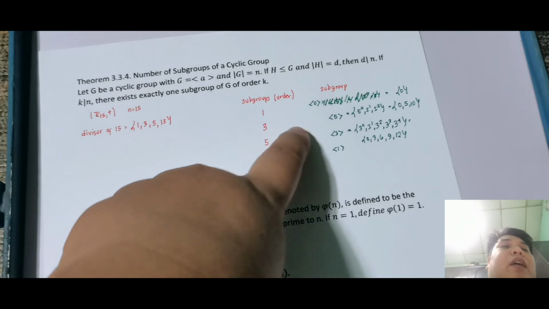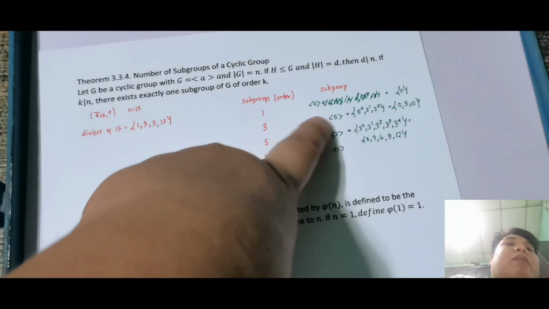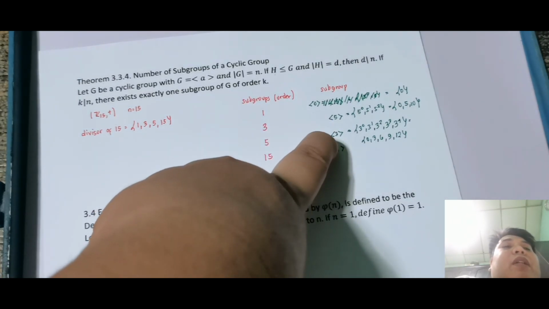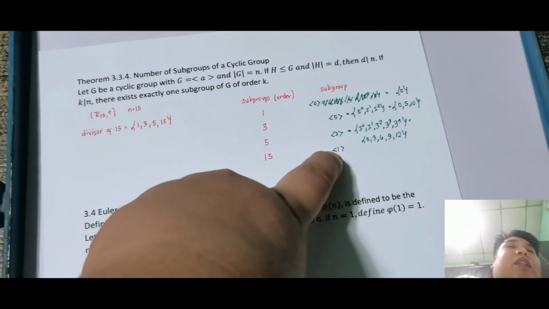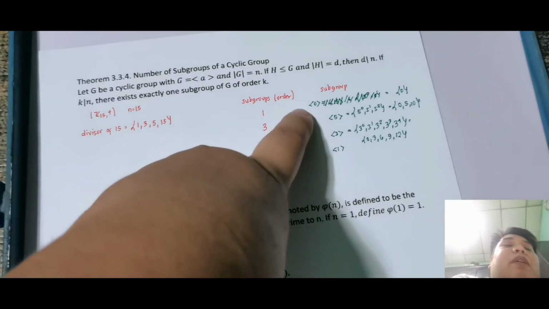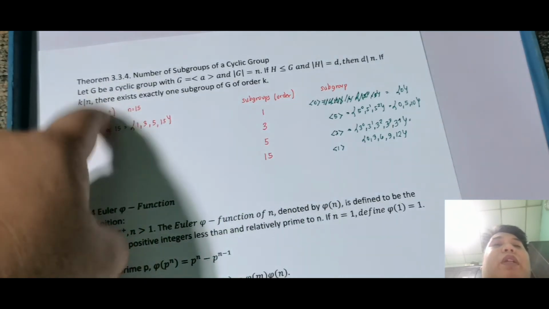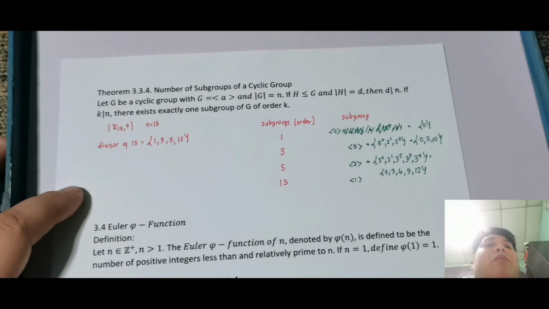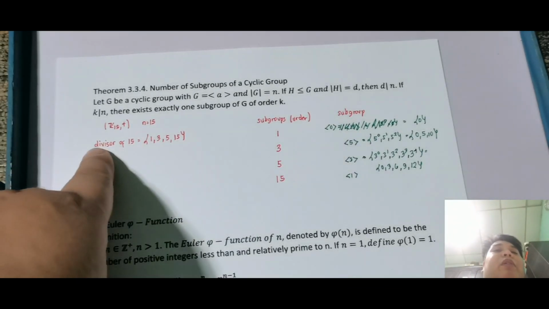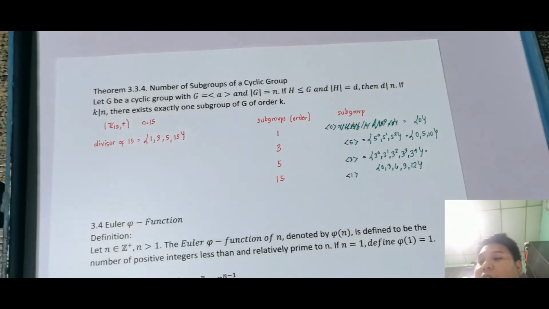So, meaning, ang order ng cyclic subgroup generated by 5 is 3. Ang cyclic subgroup generated by 3 is 5. Ang cyclic subgroup generated by 1 is 15 kasi siya ay ating generator. Pagdating kay 1, automatic yung identity element. So, hoping na nagets mo tong number of subgroup of cyclic subgroup. Again, the number of subgroup of cyclic subgroup is determined by the divisor. So, ilan yung divisor? 4. So, meaning may 4 lang siyang subgroup.